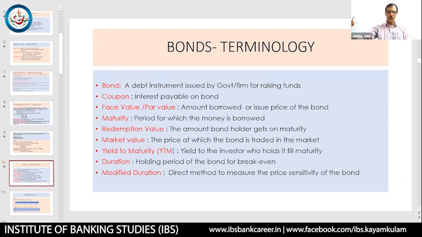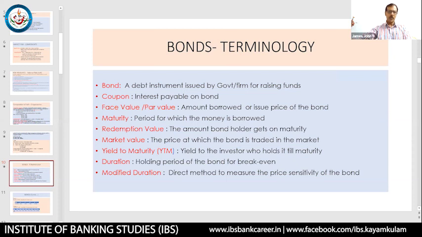Next is market value. The only thing is you should understand what market value is. Market value is the value at which the bond is traded in the market. Then yield to maturity. What is YTM? This is the yield to the investor who holds it till maturity. Next is duration. What is duration? Holding period of the bond for break even.